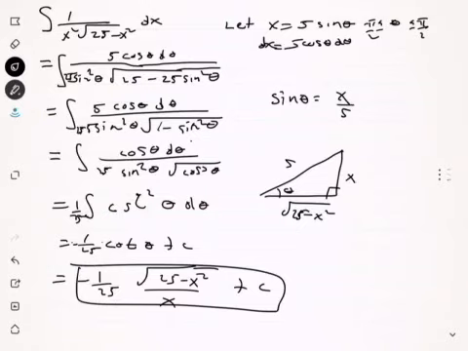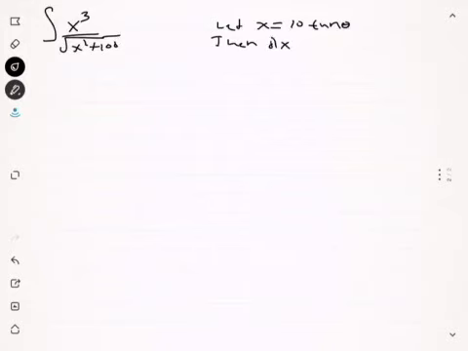Alright, now suppose we have this integral, and this integral looks like x cubed divided by the square root of x squared plus 100. This time we let x equal 10 tangent of theta. Then dx will be 10 secant squared of theta d theta.